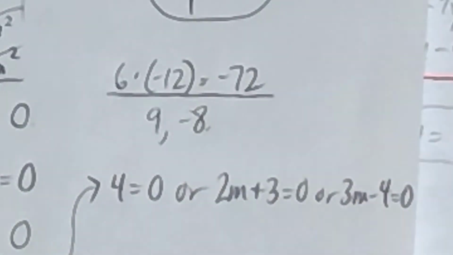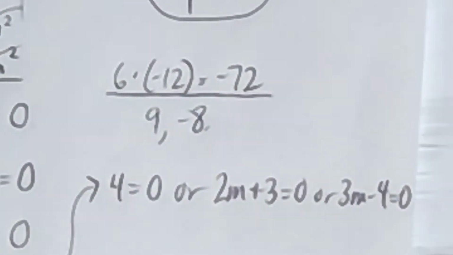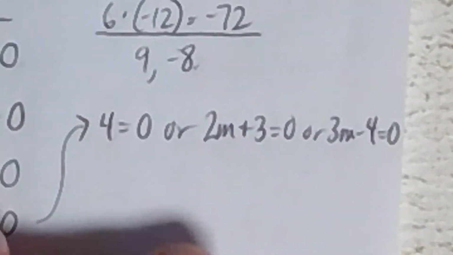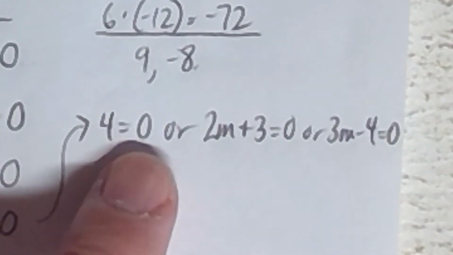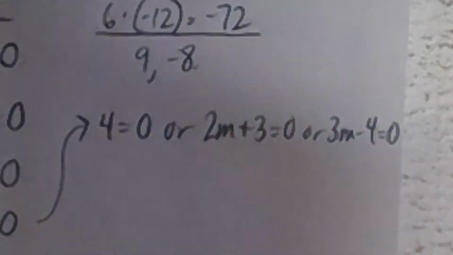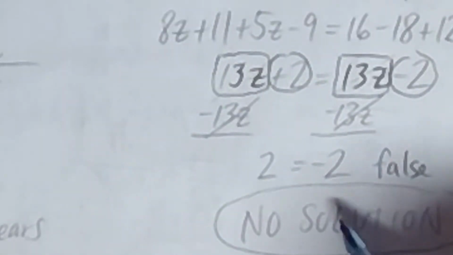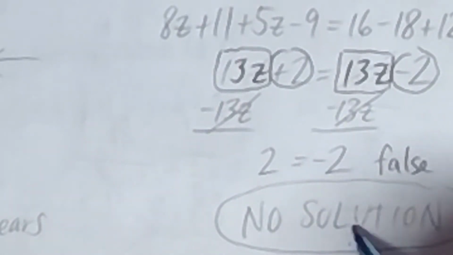So I then need to solve these. But what we learned in the last section, 3.1 to 3.3, is that when you have an equation with no variable in it and it's false, 4 and 0 are not equal to each other, so that's false, right? What did we learn about that from the last section, you guys? We learned that when it's false with no variable, that means no solution, right?